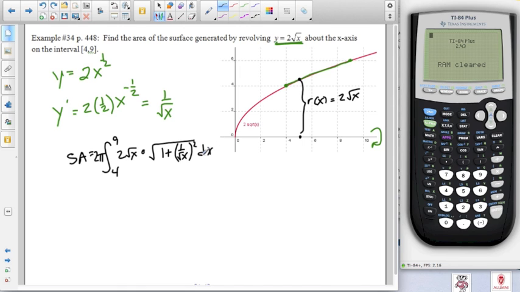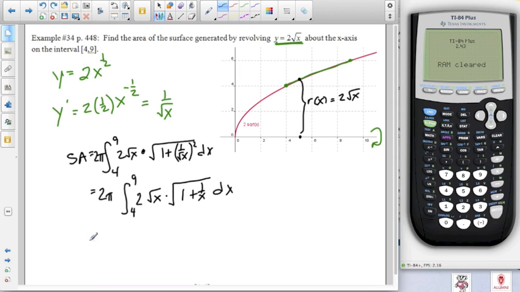And I'm just going to simplify it. That's a multiplication sign right there, by the way. So I'm just going to simplify that. And I'm going to use the fnInt capabilities here, just because of the complexity of the integral. So we have 2 times the square root of x times the square root of 1 plus 1 over x dx. And so that's what we have to integrate.